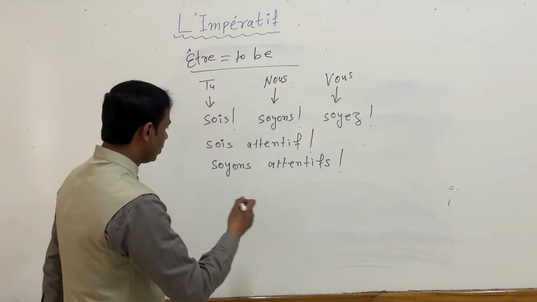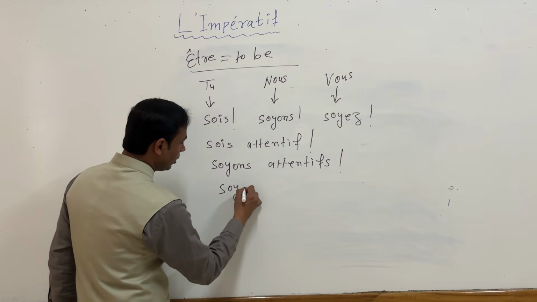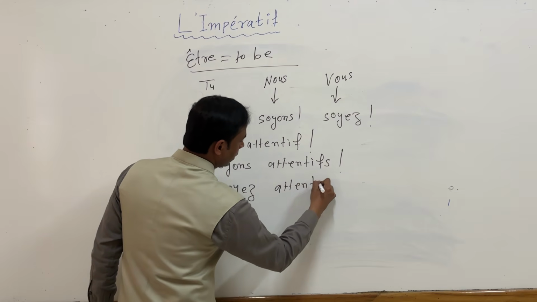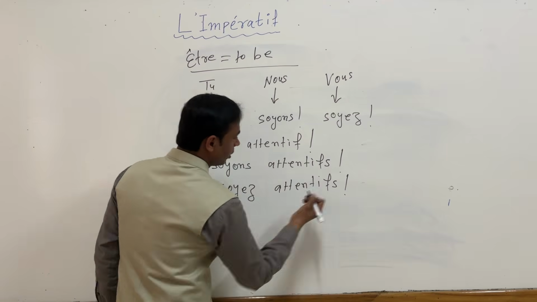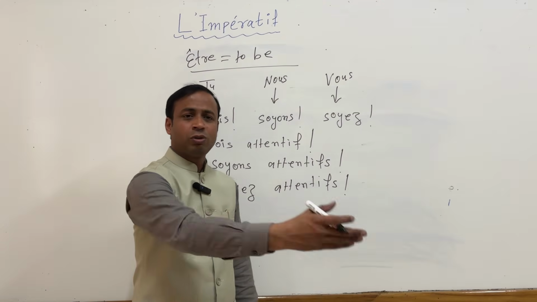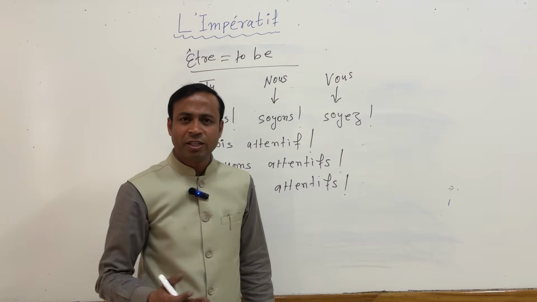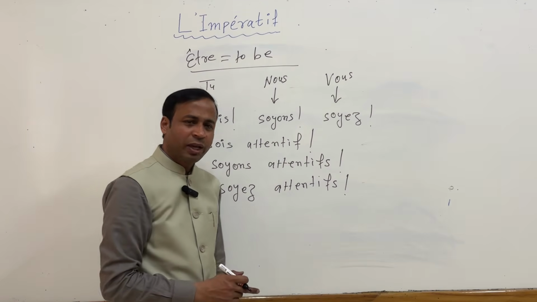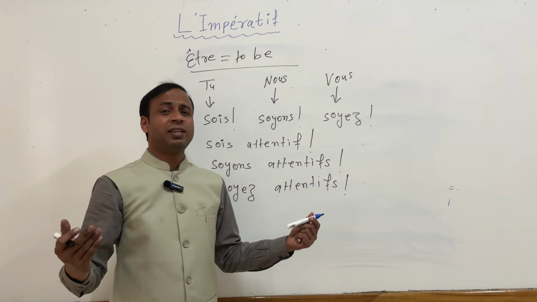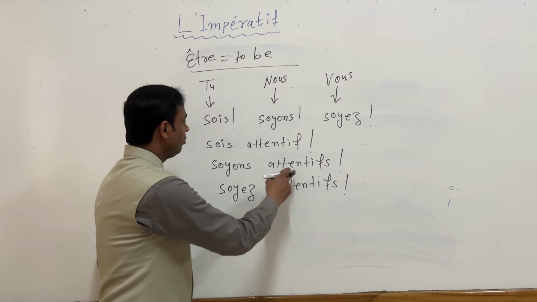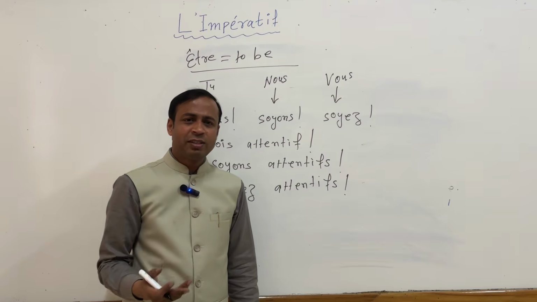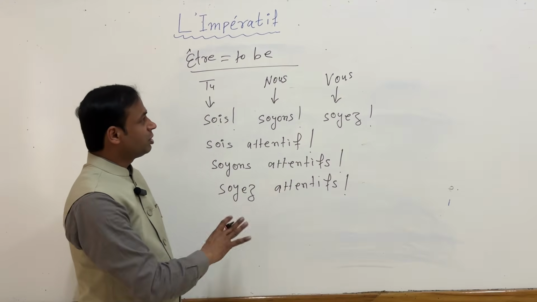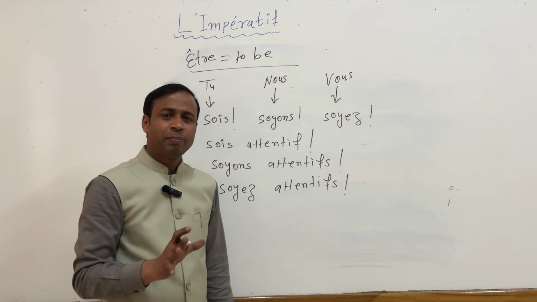Or if you have to say soyez attentif. If I am saying to the whole class, be attentive, I will use soyez attentif. If I have to say let's be attentive, soyons attentifs, and if you have to say be attentive to one single person, informal, sois attentif. So this is how you have to make the imperative from être.